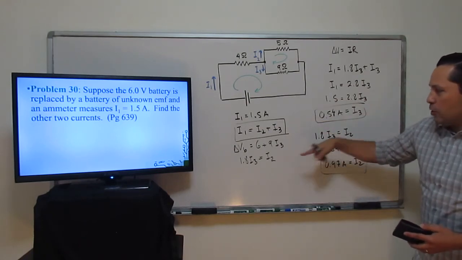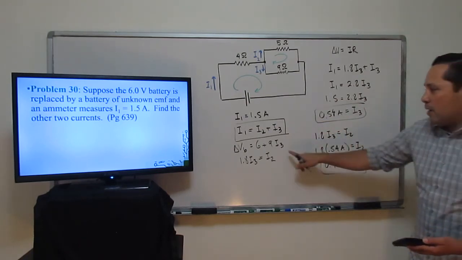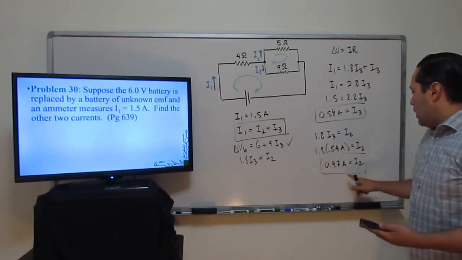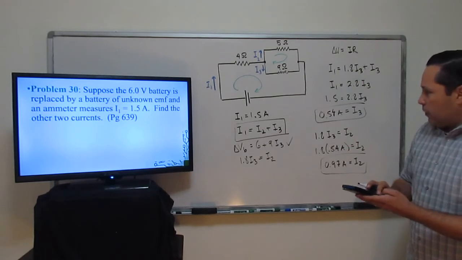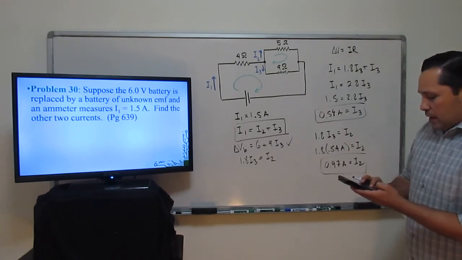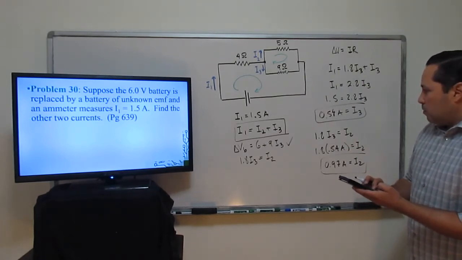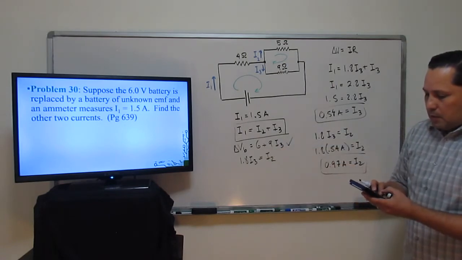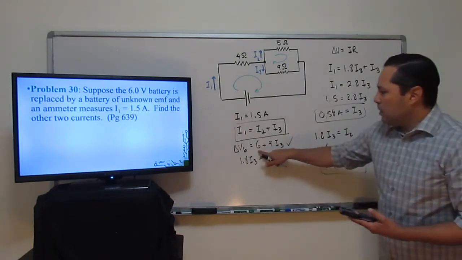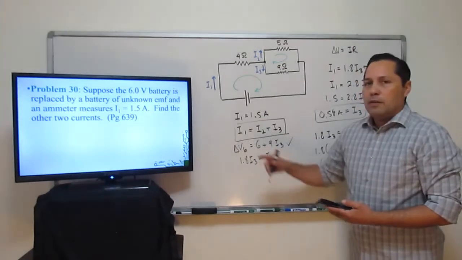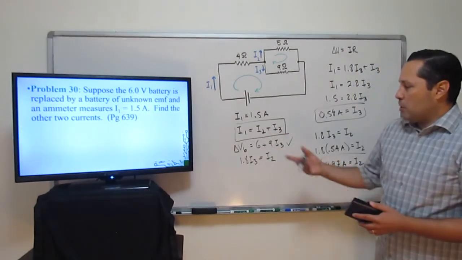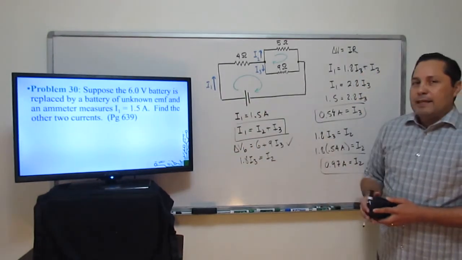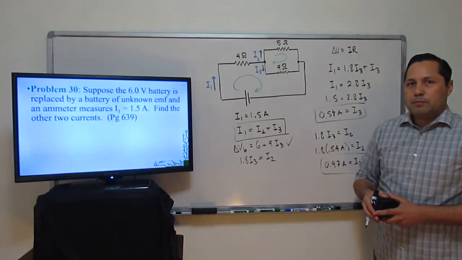And if you're interested in knowing the potential difference of the battery, we can use this formula right here to solve for that. I3 was 0.54 times 9 plus 6. So it was roughly a little less than 11 volts. That was the potential difference of the battery. They didn't ask for that, but just a little bit extra. Alright, that takes care of problem number 30.